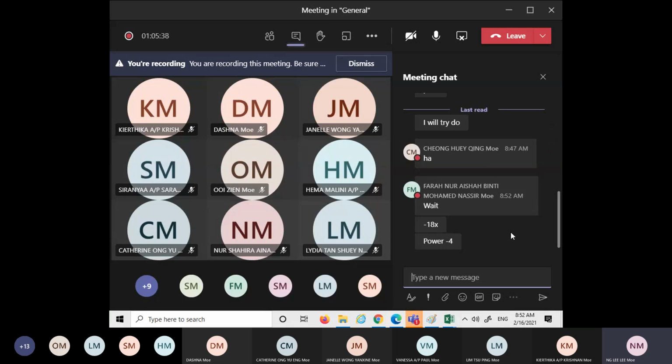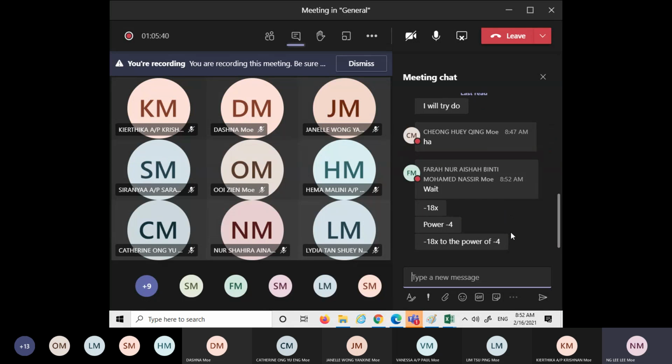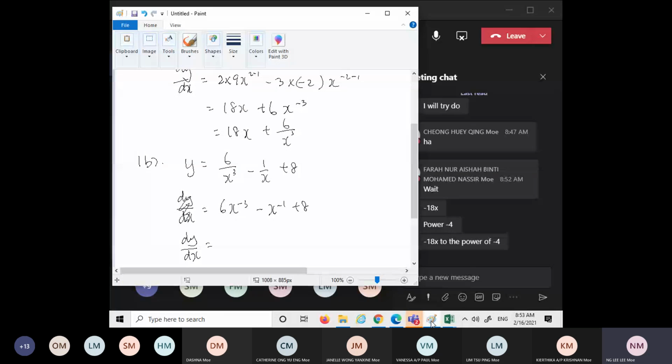Farah says negative 18x to the power of negative 4. Okay, let me see. This time this is a negative 18, and then x to the power negative 4. Okay, you can do it. Then your homework, why you cannot do? Very good. Farah, you are getting 1 mark.